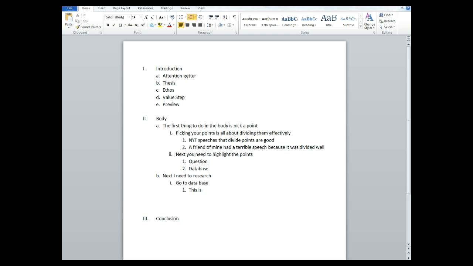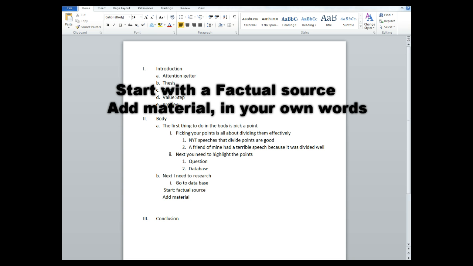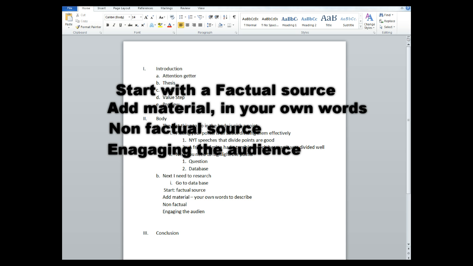This is through Panther Web, right? So this is really what I'm looking for when I'm talking about development. What I would recommend for students, the typical order, is probably start with a factual source, then add material, probably your own words, to describe it. Then I would recommend using a non-factual source, and then probably engaging the audience.